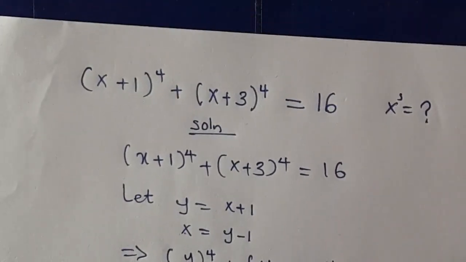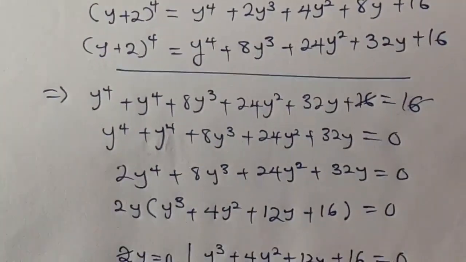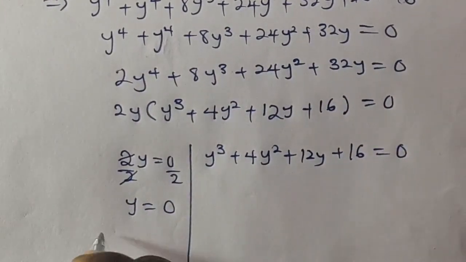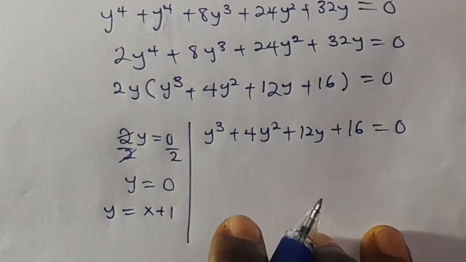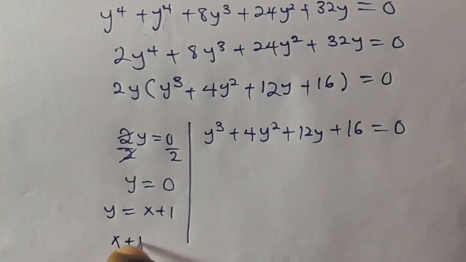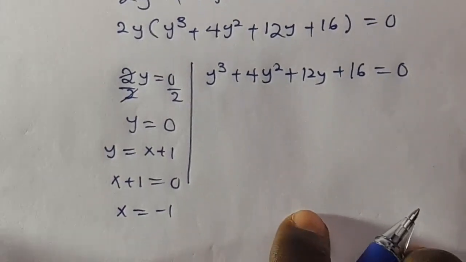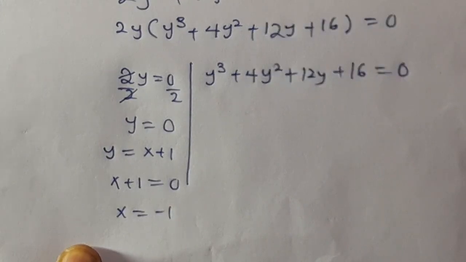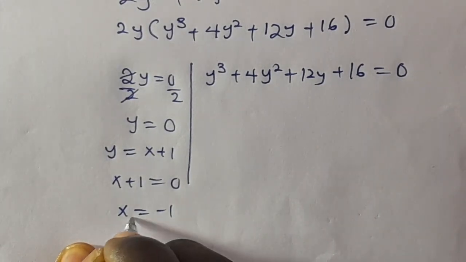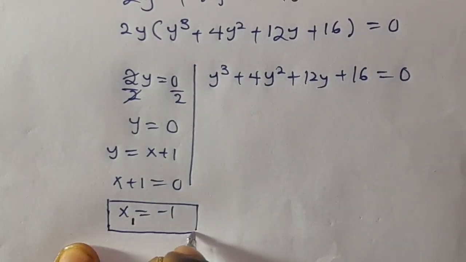Now, if our y equals 0, we have to recall from here that we have y equals x plus 1. Then y equals 0 from here, we have x plus 1 equals 0, which we have x equals minus 1. So therefore, the first root of this problem equals minus 1. That means we have it to be x1.